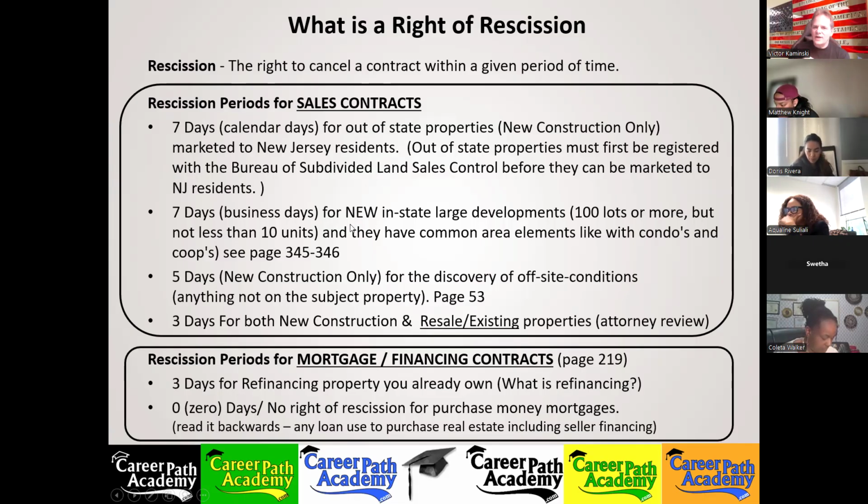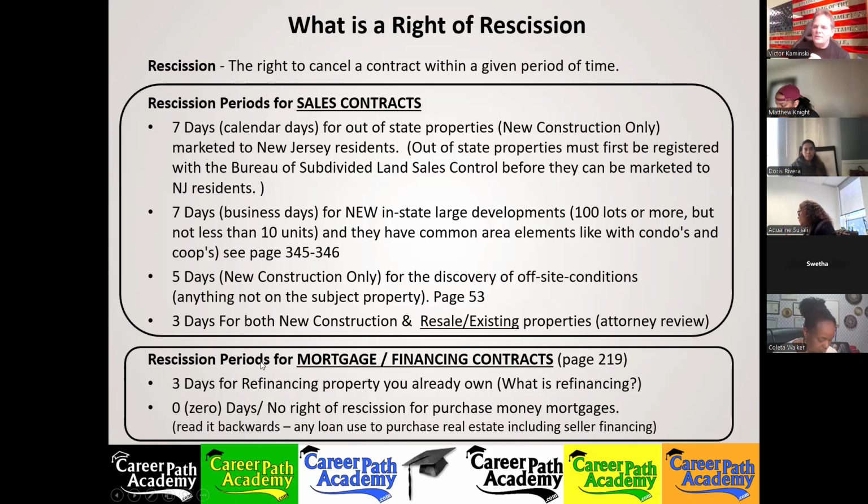You have a 7-day right of rescission for large in-state subdivisions with 100 lots or more, or if it's less than 100 lots but not less than 10, and there's common area elements involved, like with condominiums and cooperatives, there's that 7-day right of rescission. And there's a 7-day right of rescission for out-of-state properties marketed to New Jersey residents. Commonly, that could be timeshares, but it could be other properties as well, as long as they're new construction.